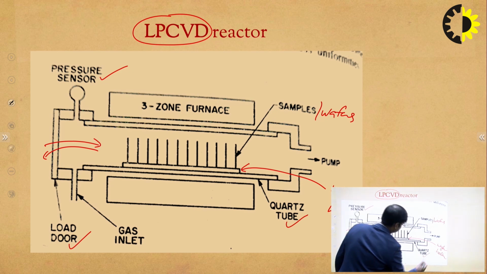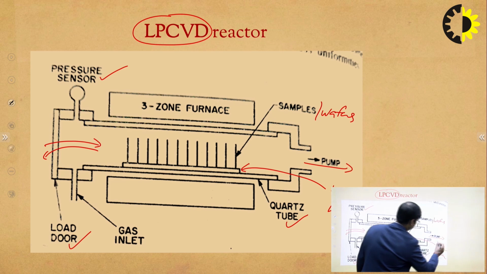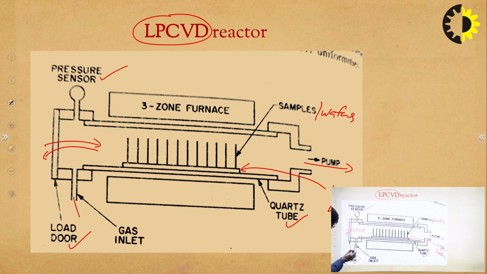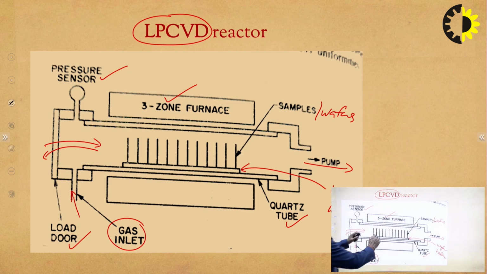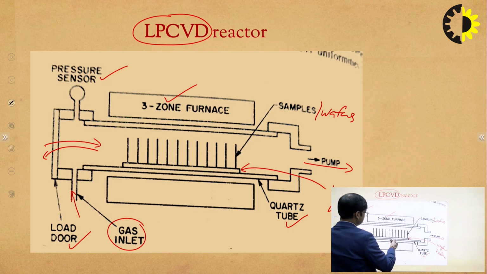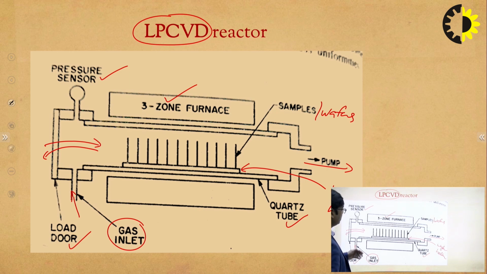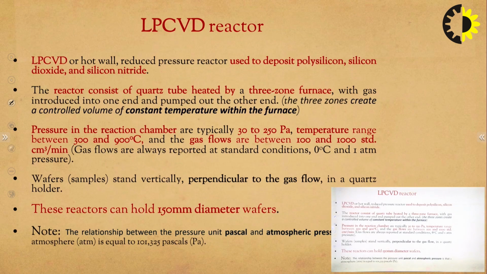Now, this is the quartz tube and this is the exhaust pump. This is the gas inlet. Silane gas and other gases like nitrous oxide are provided through this inlet. And this technique uses a 3-zone furnace. That is, the 3-zone furnace is used to heat up the reactor, and this 3-zone furnace has the advantage that it provides very controlled temperature throughout the reactor.